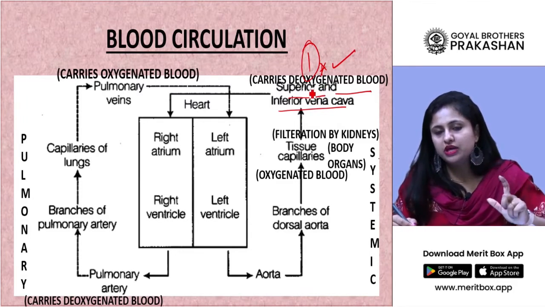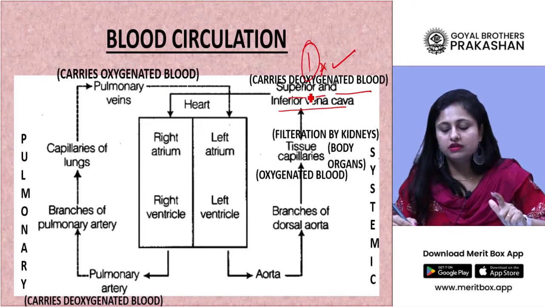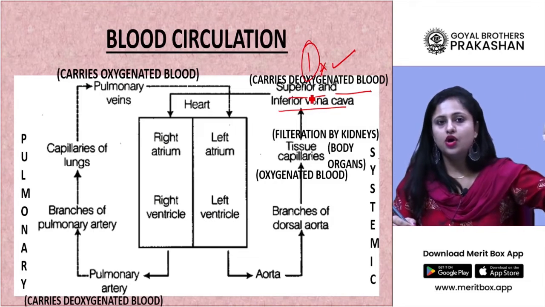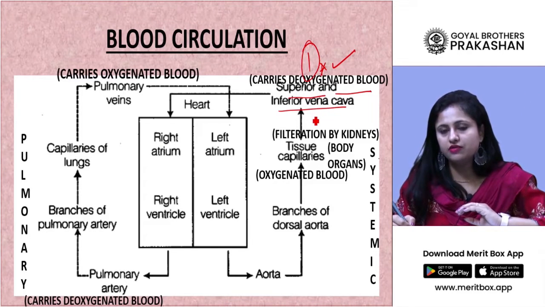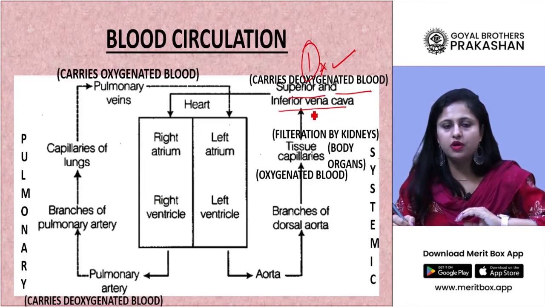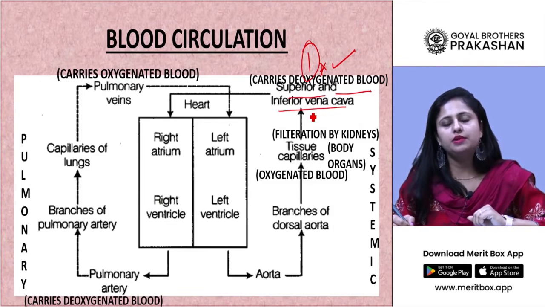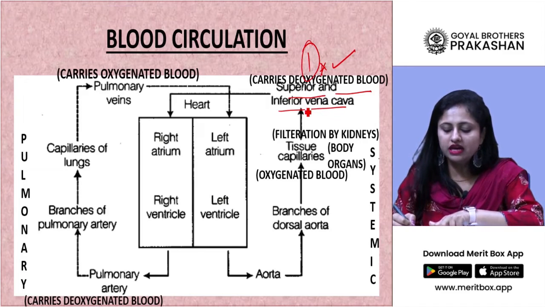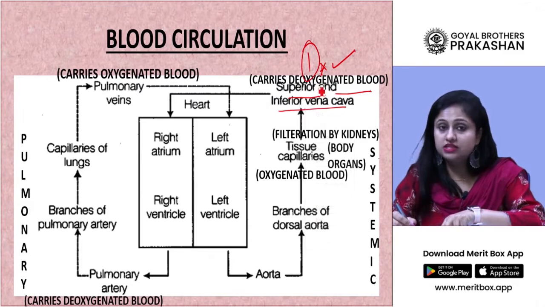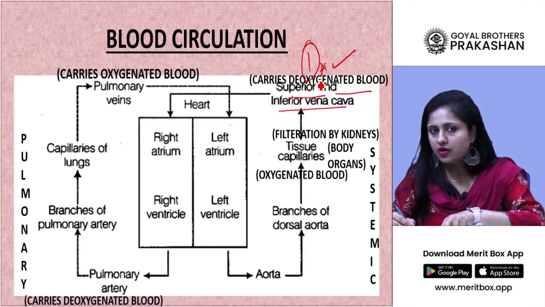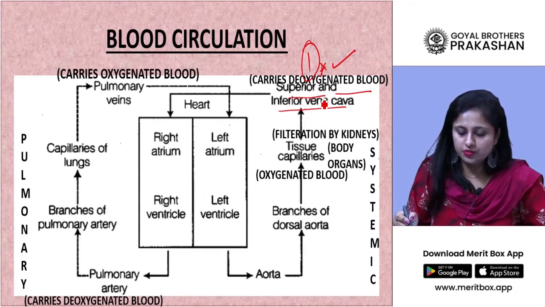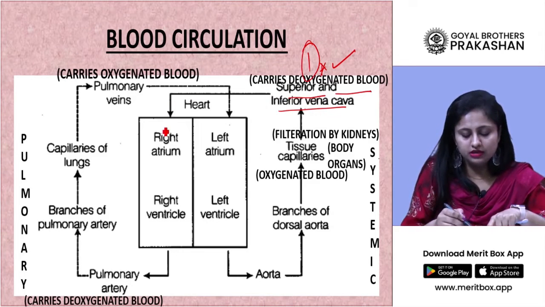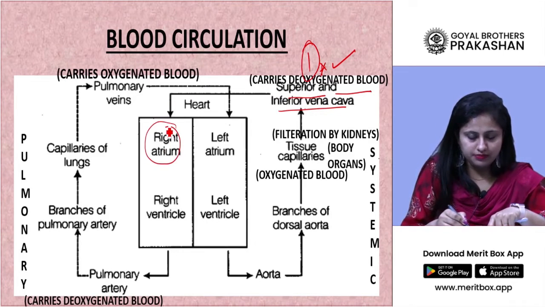Basically, the superior vena cava collects impure blood from the upper body parts, for example, our head or hands, right? And the inferior vena cava collects impure blood from our lower body parts, for example, our feet, legs, etc. So both carry deoxygenated blood from our body, and then the superior and inferior vena cava supply blood to our right atrium.